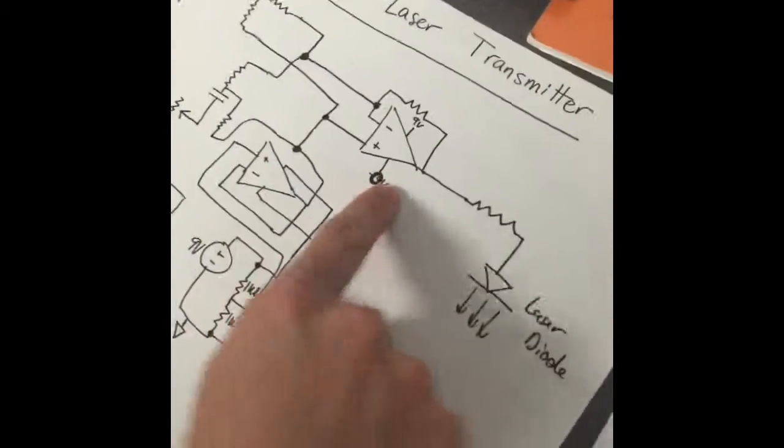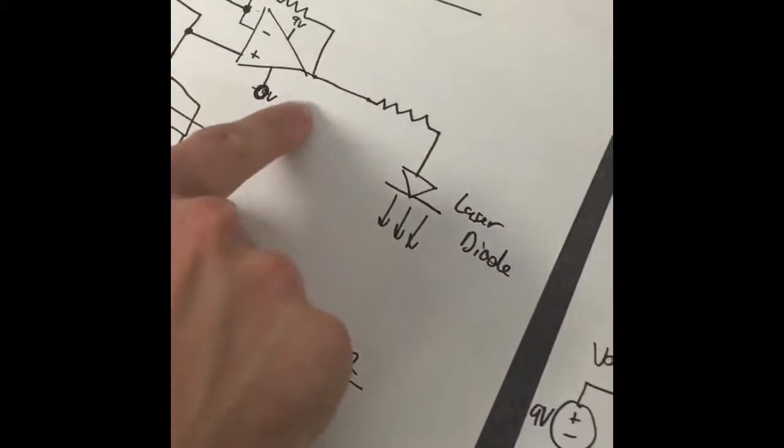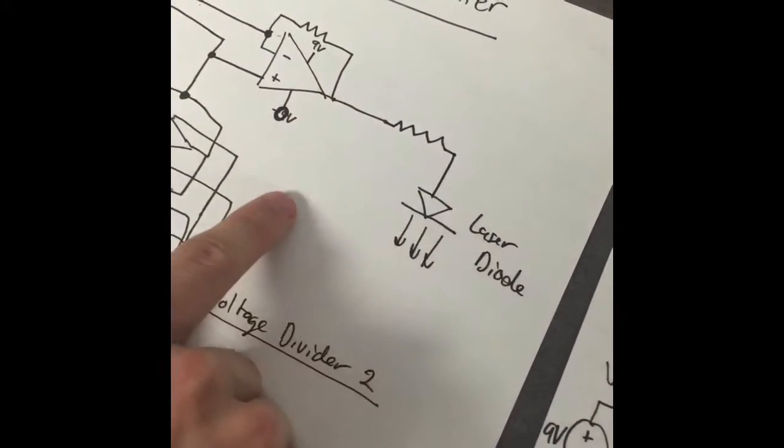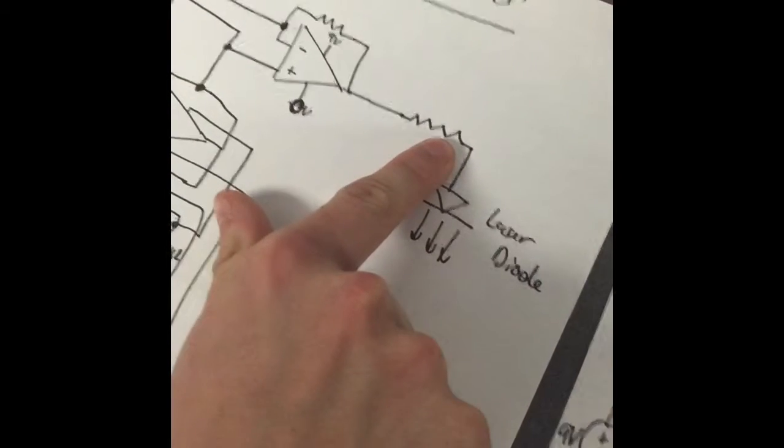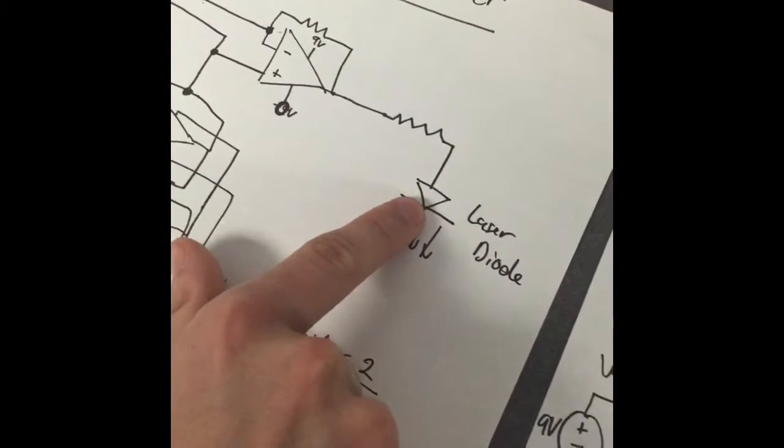Once that comes through, it's powered by 9 volts and 0 volts. It will be amplified, so we will have a large signal, and that will go through this resistor to limit the current and then pass our signal through the laser diode.